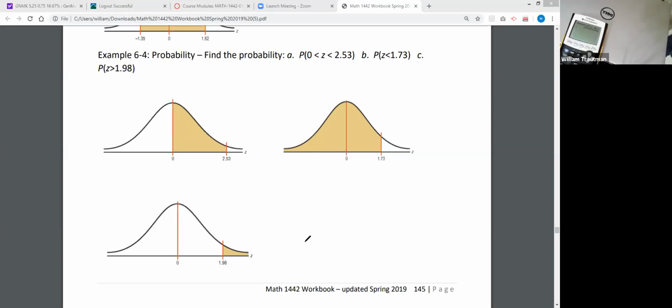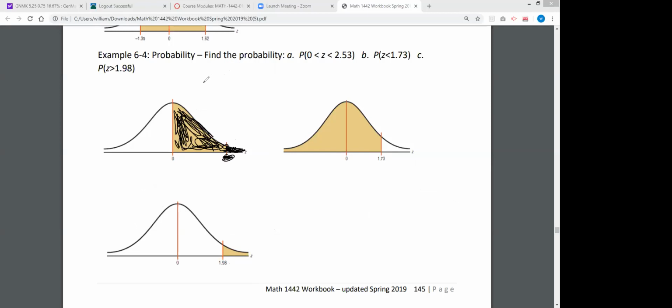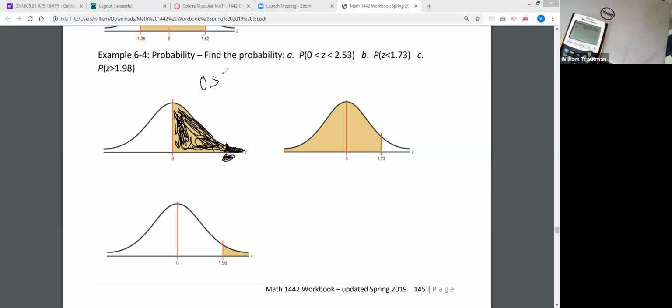I have one for us now. I'm going to shade in a little bit more. Don't look at this. Can somebody tell me what portion is shaded in? What's my answer? You should be able to. 50%. Yeah, the answer is 0.5000.